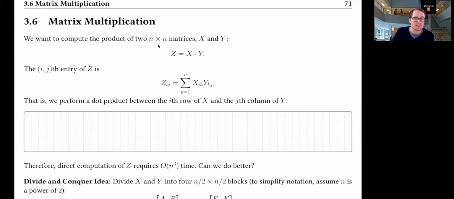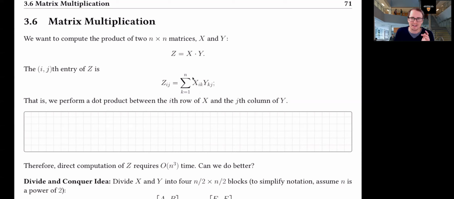So let's say we want to multiply 2 n by n matrices, x and y, and get their result z. You know, right, when you want to multiply matrices, to get the 1,1 entry of the resulting matrix, you take the first row of x multiplied by the first column of y. To get the 1,2 entry, you take the first row of x multiplying the second column of y. And so to get the ijth entry of z, you have to compute this product, where this is ranging over the ith row of x and the jth column of y.